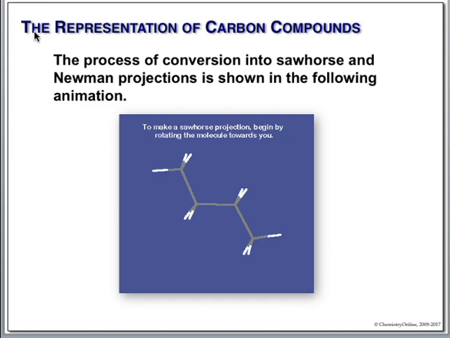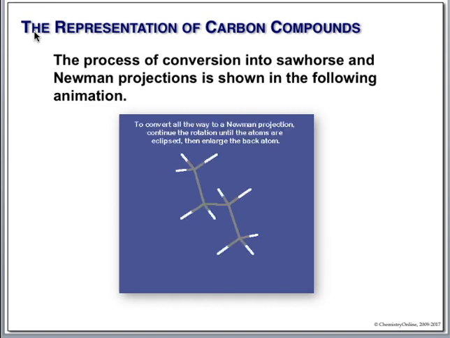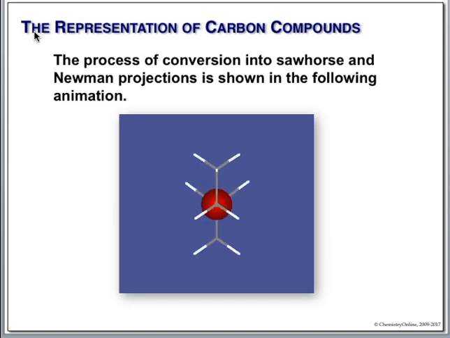Now we're going to look straight down this bond this way. There's our back carbon. There's our front. This is a Newman projection. So all we're doing is twisting this thing and turning it, etc. I'm telling you all this because if you ever go in an organic book and look at structures, there's no telling how they're going to look.